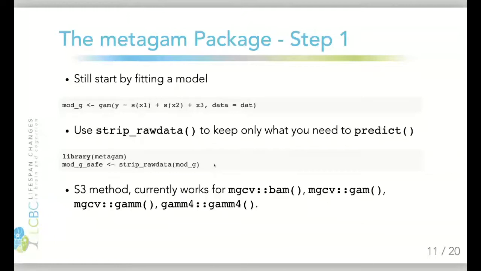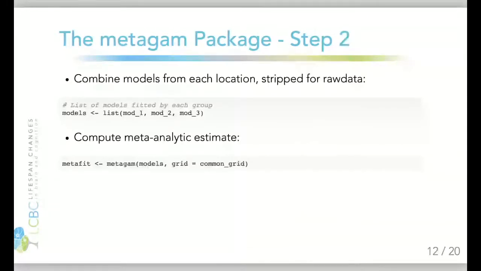And the next step is then to combine the models. What you would do then is assume that the person doing the analysis gets models from three different sites: model one, model two, model three. Then the metagam package has its main function, which we call metagam, that takes these models.